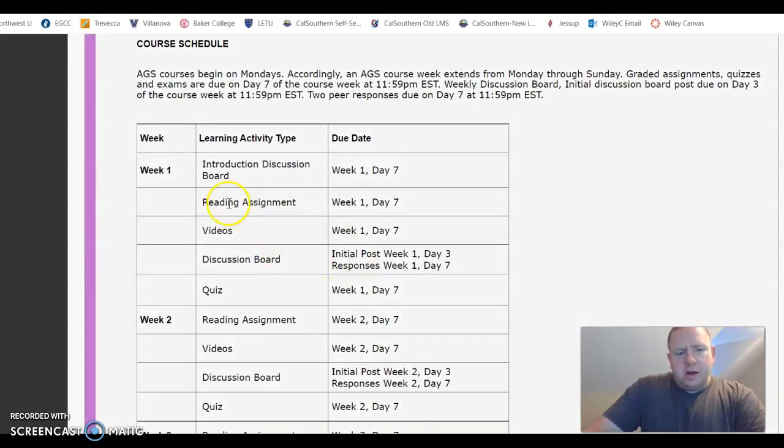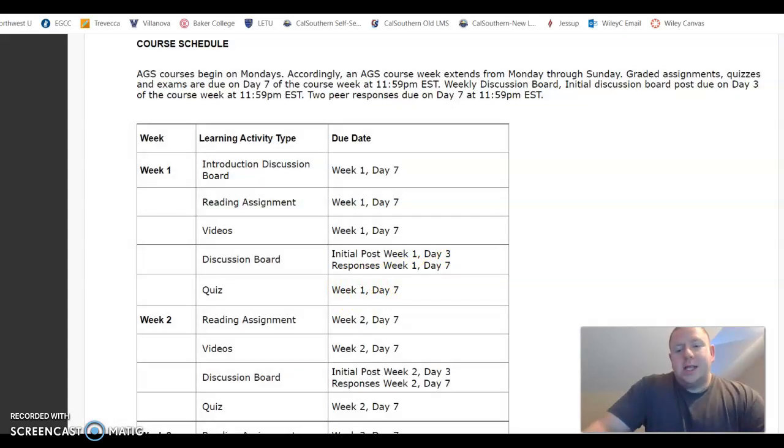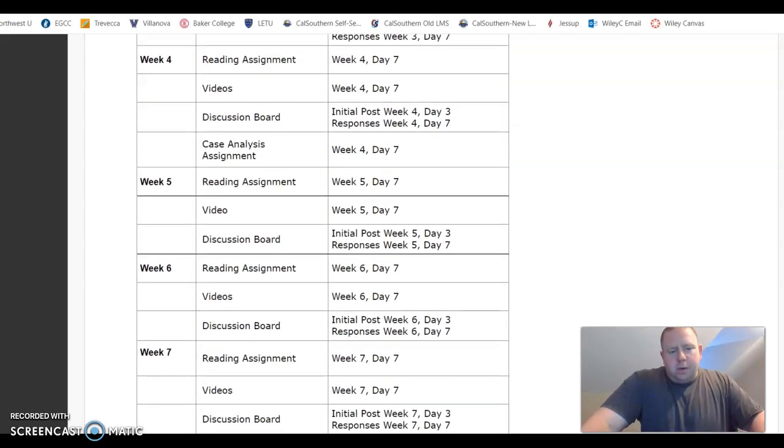So when we're looking at this, we'll have the schedule like this, and you can definitely refer back to this on the syllabus each week and see how things go. You have the introduction discussion board for week 1, day 7 due. The reading assignment week 1, day 7, and then videos week 1, day 7 as well. You'll also have the initial post for week 1, day 3 on the discussion board, as well as responses by day 7. You'll have a quiz that's due by day 7 of week 1 as well. I'll also summarize that in my Word text after I get done with this video for you guys, but I want to let you see that.